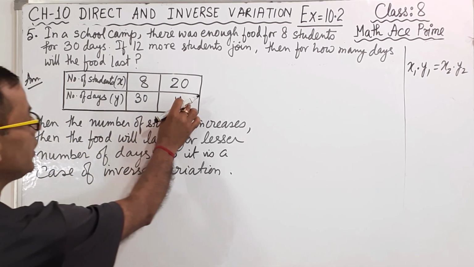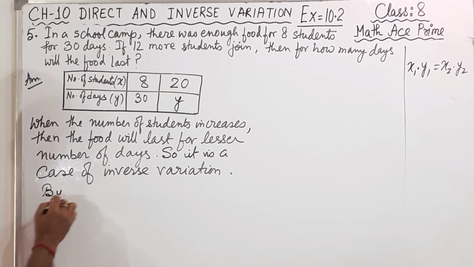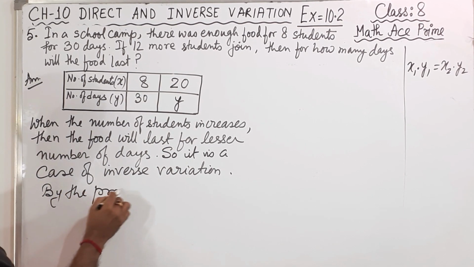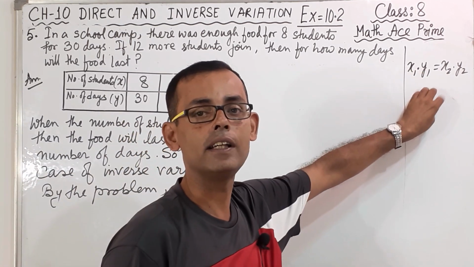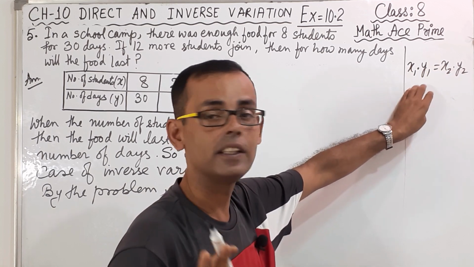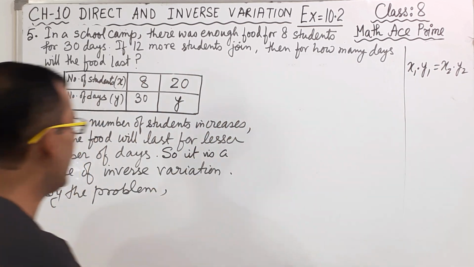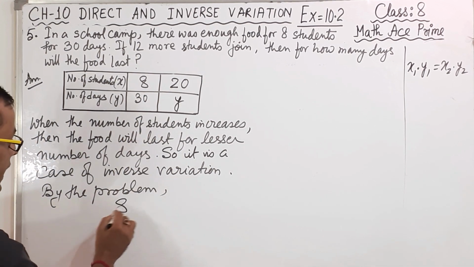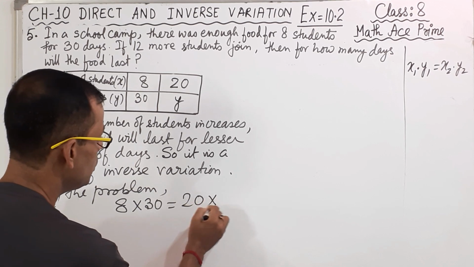So I have to find out this one. So what I can write? I can write after this by the problem. This is the inverse variation, the formula. So what I will write here? 8 into 30 is equal to 20 into y.